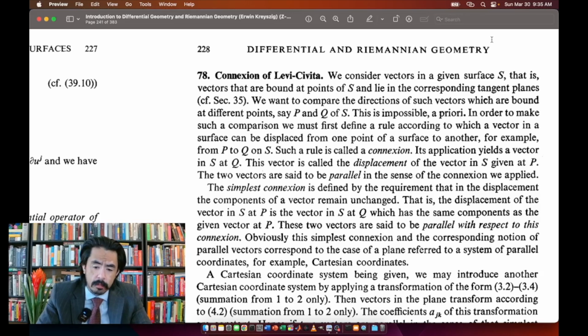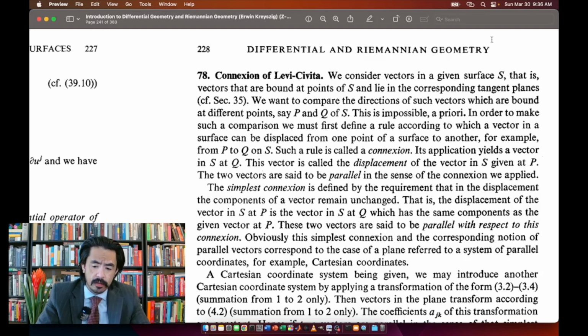In order to make such a comparison, we must first define a rule according to which a vector in a surface can be displaced from one point of a surface to another, for example, from P to Q on S. Such a rule is called a connection. Its application yields a vector in S at Q. This vector is called the displacement of the vector in S given at P. The two vectors are said to be parallel in the sense of the connection we applied.